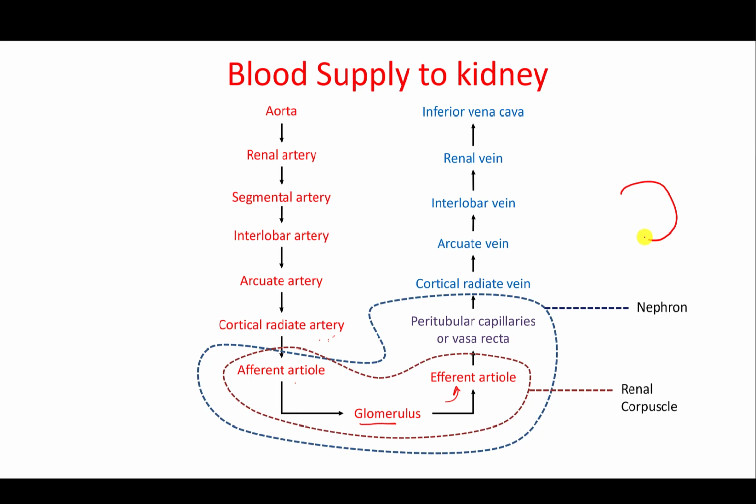Remember, we said the Bowman's capsule: blood comes in to the glomerulus and blood comes out. So this is the afferent arteriole and this is the efferent arteriole. And here is the glomerulus. Now from the efferent arteriole, it will go either to the peritubular capillaries or the vasa recta, depending on the nephron itself. And then from there, it will be drained to the cortical radiate vein.